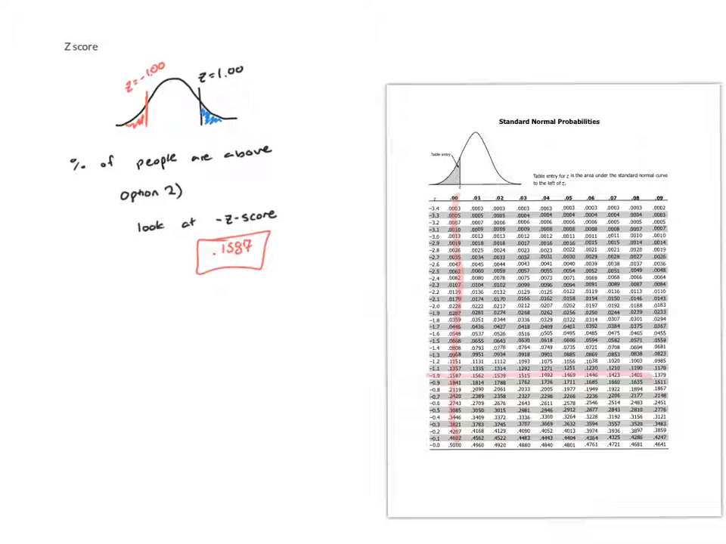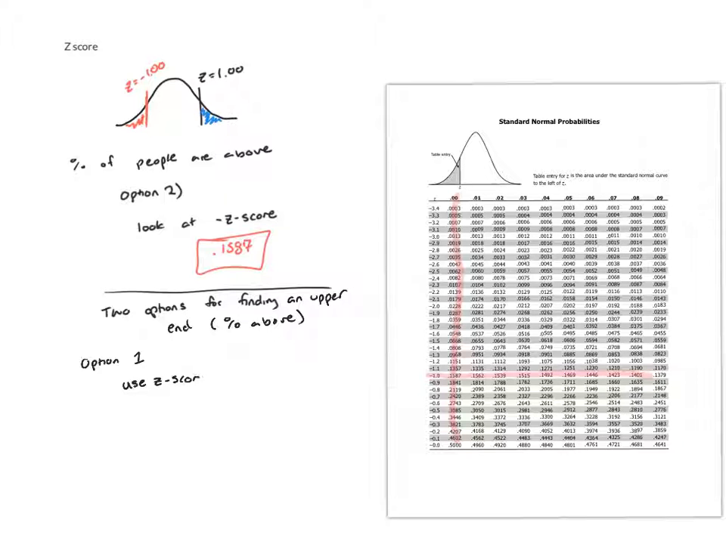So to review, we have two options for finding an upper end, that is the percent above. These two options are option 1, use the z-score we have, find the value on the table, and take 1 minus the value.